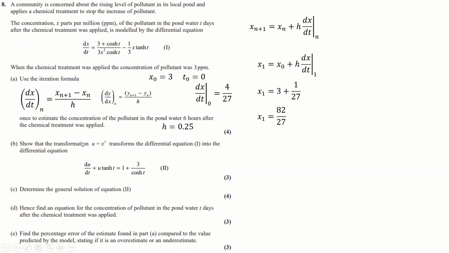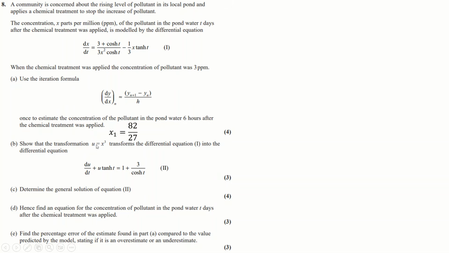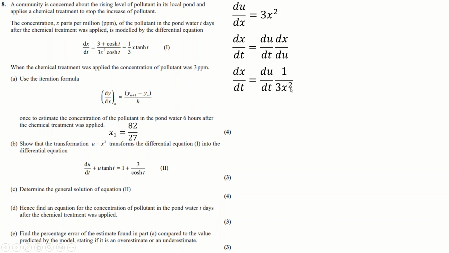Show the transformation: this transforms into this. Okay, so let's just go for this then. So du by dx is 3x squared, clearly. I also need to replace this dx by dt. So dx by dt, via the chain rule, needs to be du by dt times dx by du, because these du's sort of cancel. But I know dx by du is just 1 over this, that's 1 over 3x squared. So therefore, when I come back to this, I can replace this dx by dt with all of this.